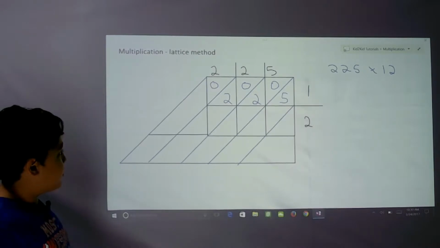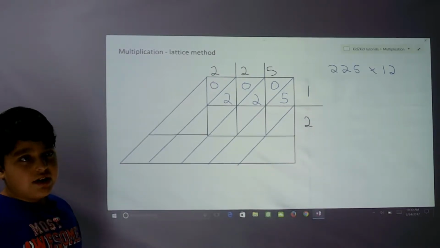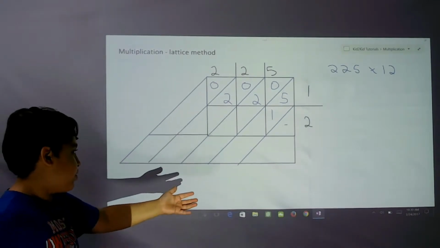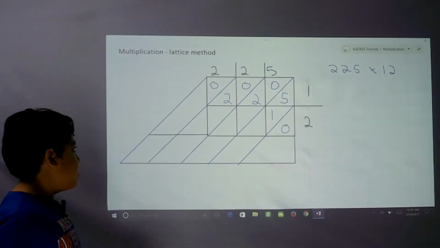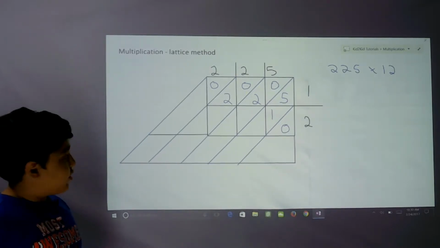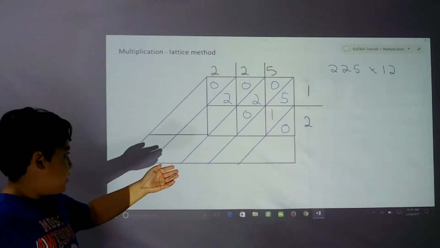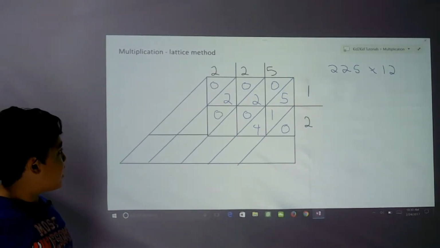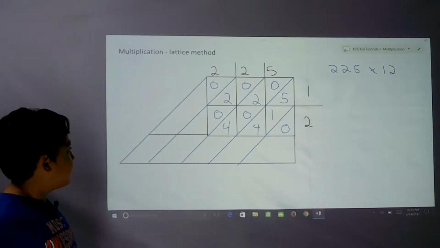Now we could do 2 times 5. So that would equal 10. So you actually write a 1 in the tens place and a 0 in the ones place. And then 2 times 2 equals 4. So you write a 4 at the bottom and a 0 at the top because there's no tens. And then you times the 2, which is 4 again.